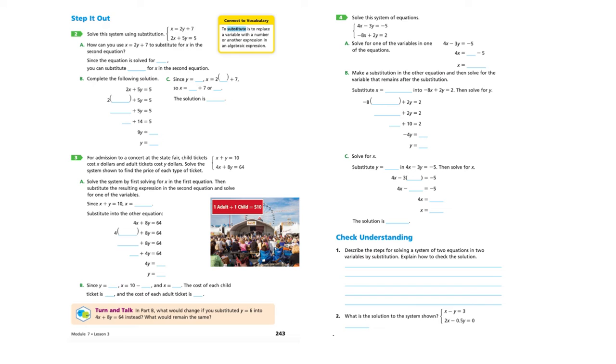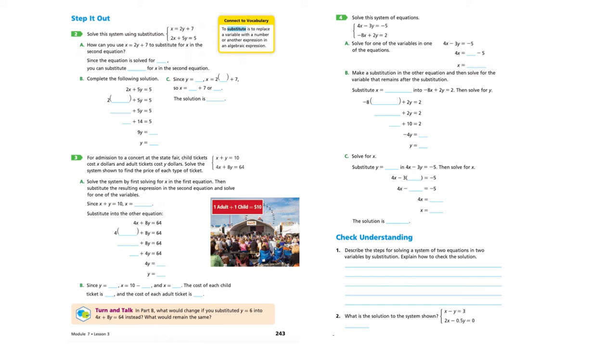And again, these equations look a little bit different. They're not in the y equals mx plus b slope-intercept form. They say solve the system to show the price of each type of ticket. So you're going to go back up and use substitution, and they're going to help you go step by step. Solve the system by first solving for x in the first equation, then substitute the resulting expression in the second equation to solve for one of the variables. So they're helping you just step by step.